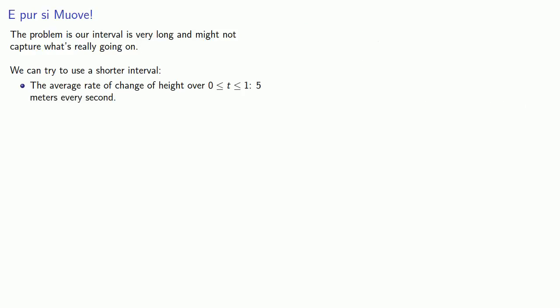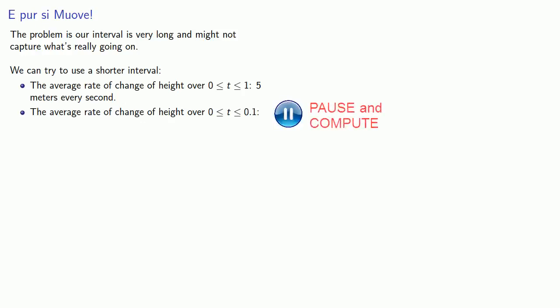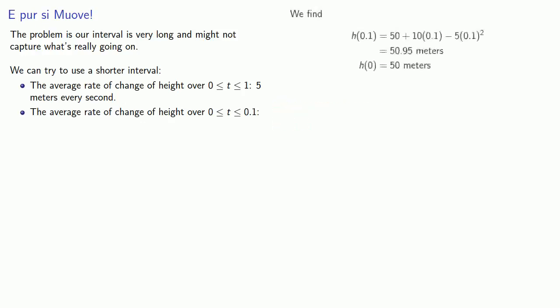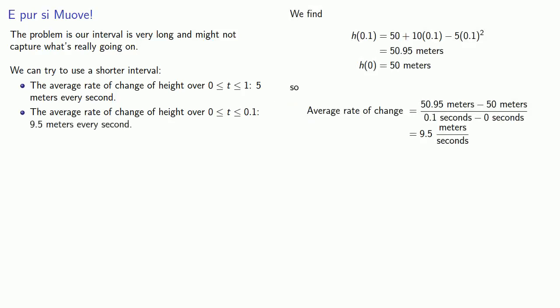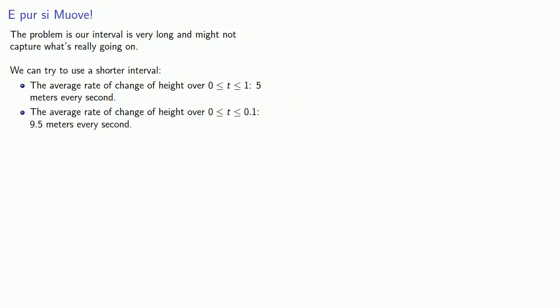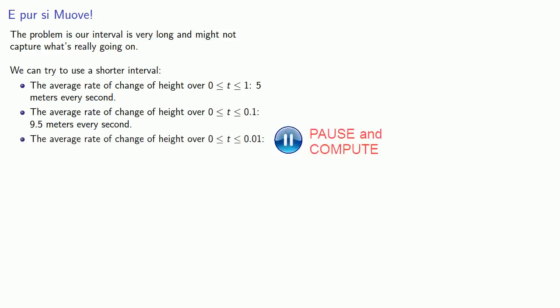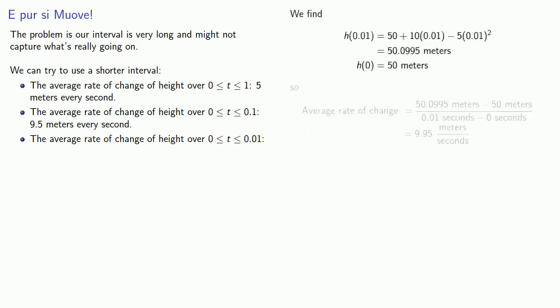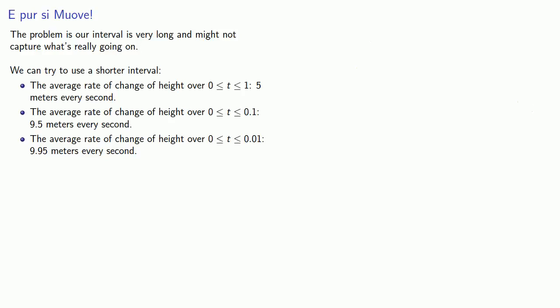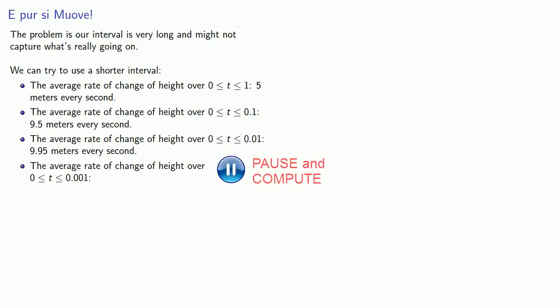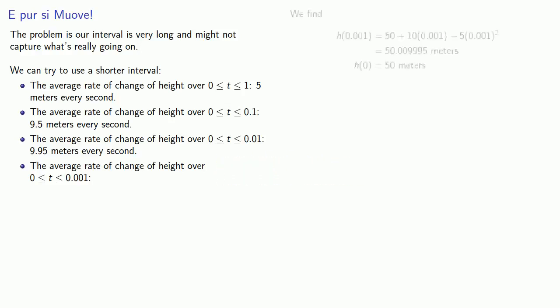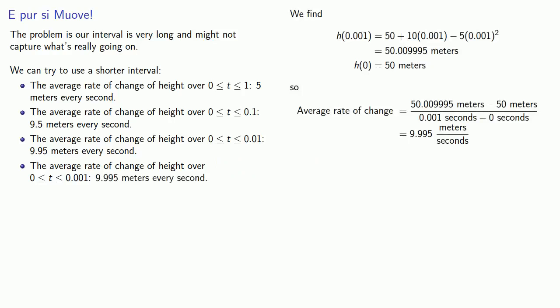Or maybe we'll take a look at the average rate of change of height over the interval between 0 and 0.1. And here we find it's 9.5 meters every second. What about the average rate of change of height over the interval between 0 and 0.01? And that'll work out to be 9.95 meters per second. Or we could even take a look at the average rate of change of height over the interval between 0 and 0.001. And that works out to be 9.995 meters every second.